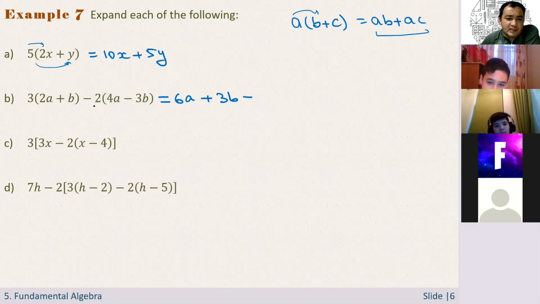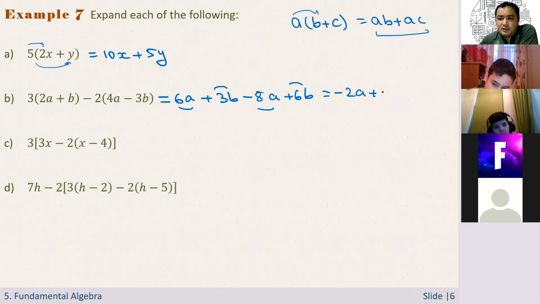Minus the second one, negative 2 times 4a, that is negative 8a. Negative 2 times negative 3b, that is plus 6b. Now simplify. 6a minus 8a, that is negative 2a. 3b plus 6b, that is plus 9b. Okay, Ali, do it like this. Okay, next question, Ali. Do C now.